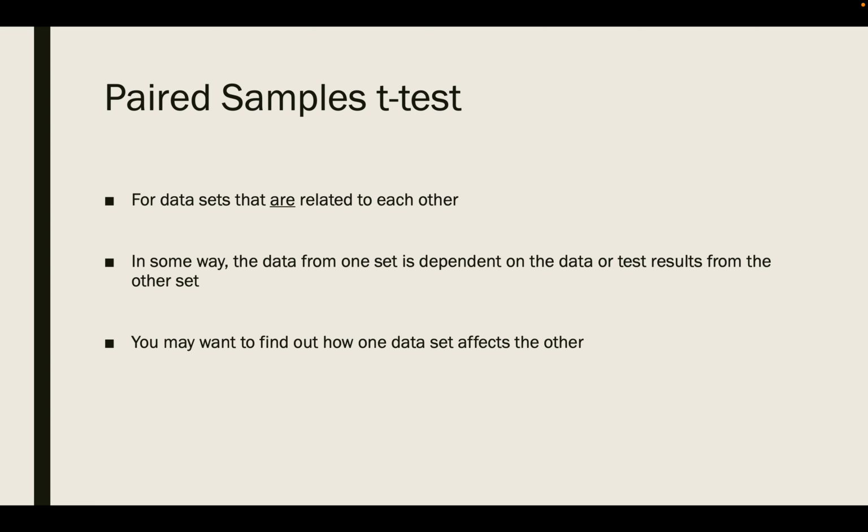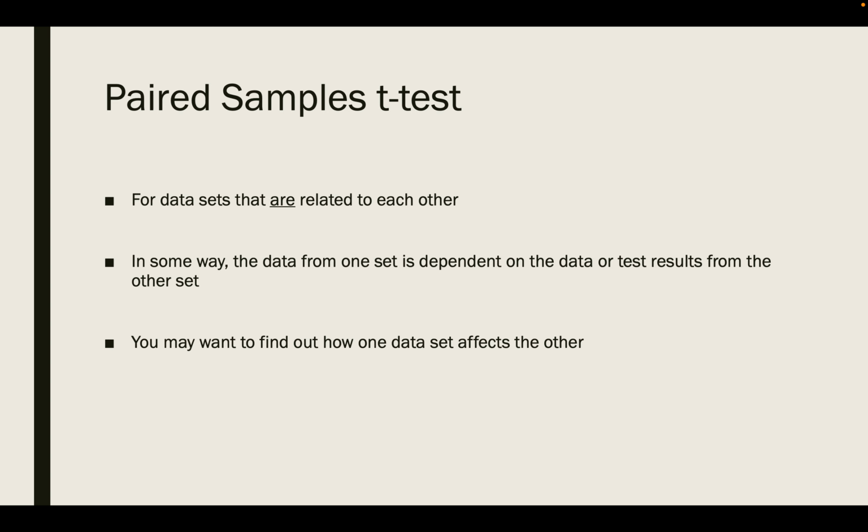These are for when your two data sets are in some way dependent on each other. And you want the data to reflect that, or the results to reflect that, when they are related to each other in some way. In some way, the data from one set's dependent on the data or test results from the other set. Each data point could be compared to each data point of the other. They could have different types of correlation.